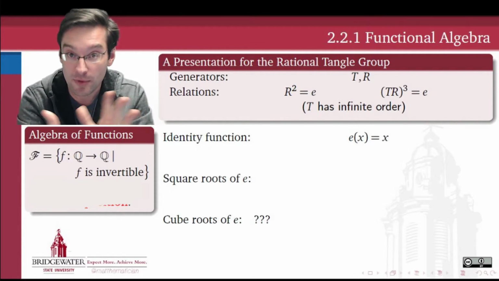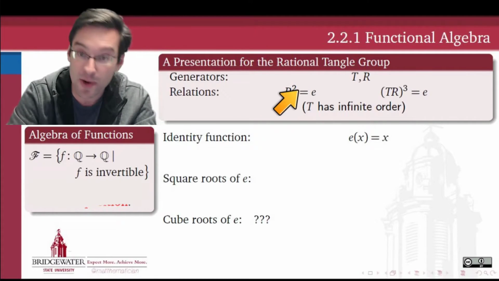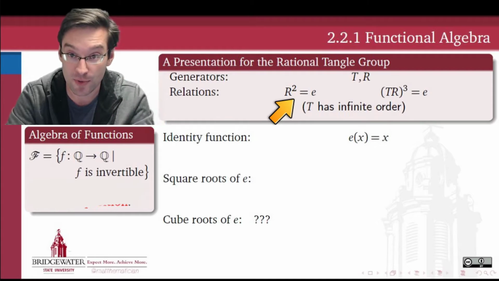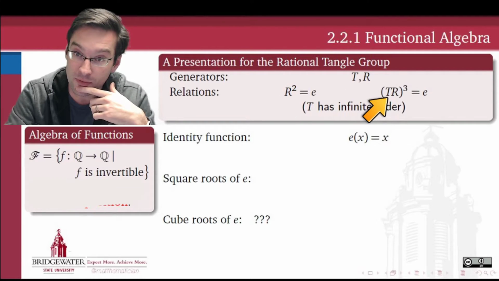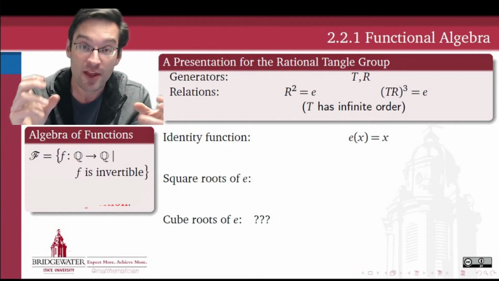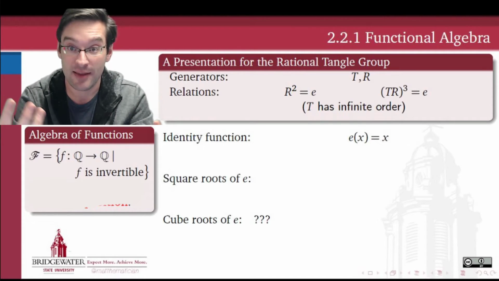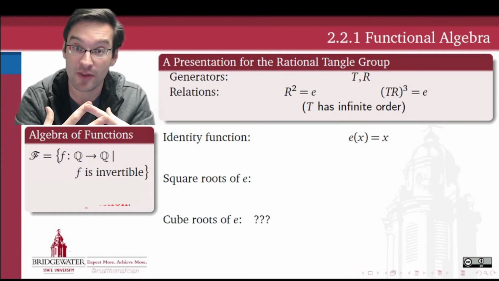But the R, the rotation element in the rational tangle group, turns out to have order 2. So we have the relation R squared is equal to the identity, right? R composed with R. Then we also figured out that the element TR, so if I did a twist and then I did a rotation, that if I do that process 3 times in succession, I get back to the identity. Right? So these were the relations that define the rational tangle group.